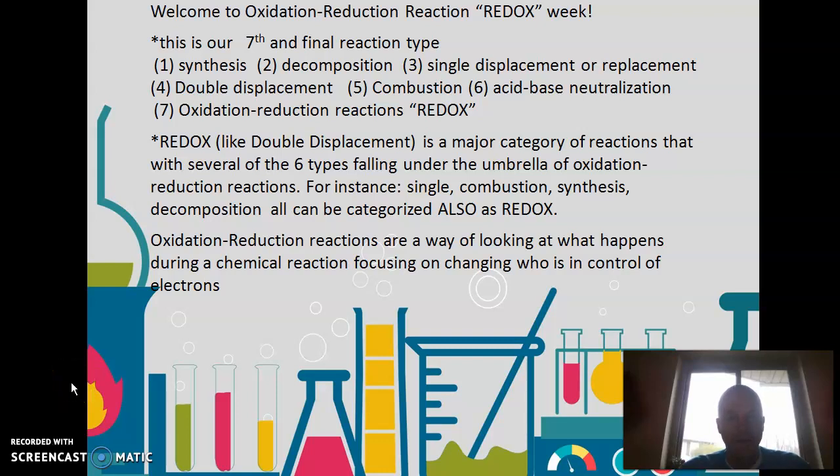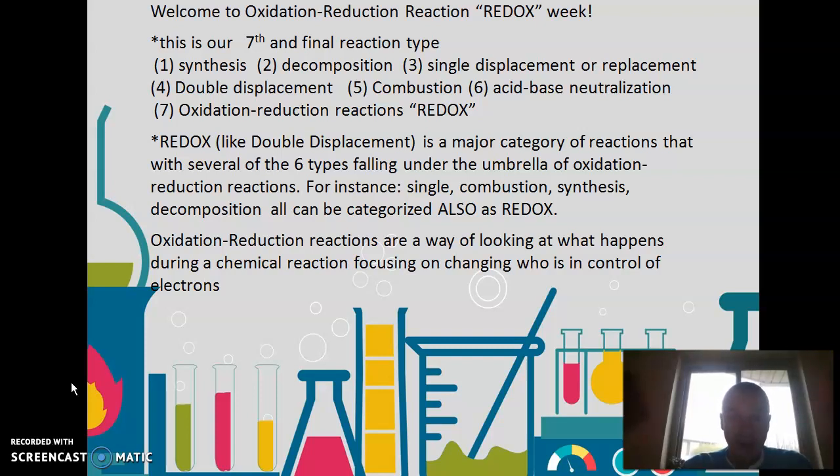Welcome, chemistry students, to Tuesday, April 14th, as we begin a very special week indeed in chemistry. We begin our Oxidation Reduction Reaction Week, also called REDOX. Re from reduction, ox from oxidation, Oxidation Reduction Reaction Week.